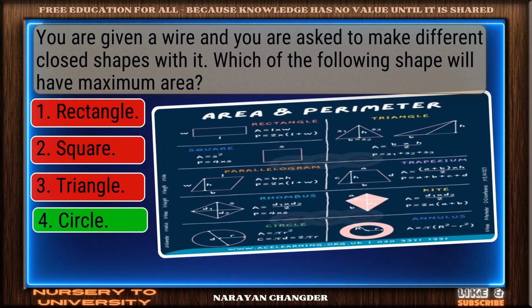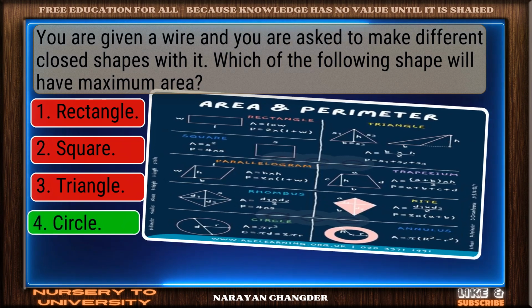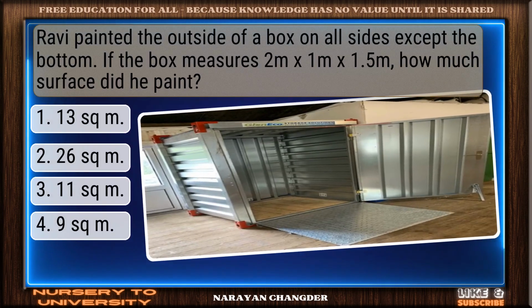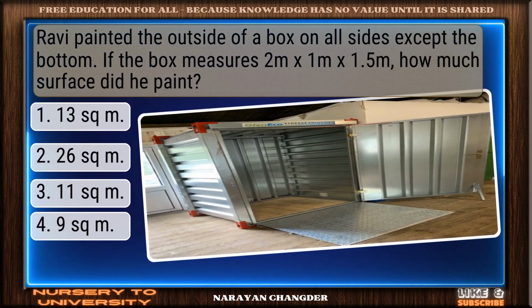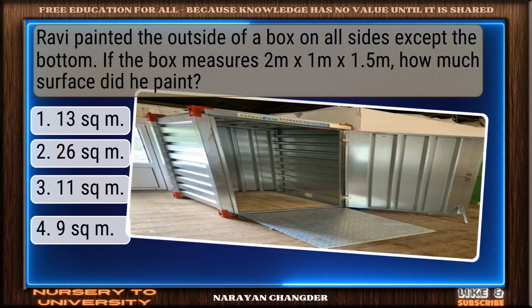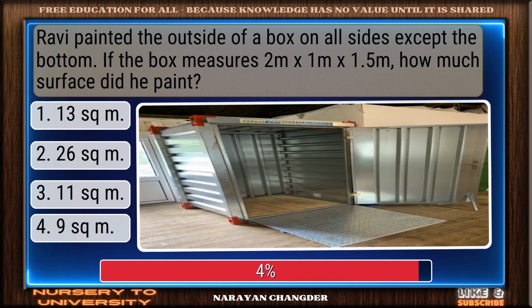Nice work. You chose circle and it is correct. Ravi painted the outside of a box on all sides except the bottom. If the box measures 2 x 2 x 1.5 m, how much surface did he paint?